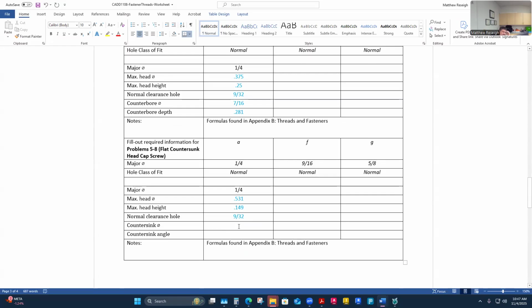Countersink diameter and the countersink angle. So those are going to be what it's going into. These are kind of confusing. We've already done the fastener itself, head diameter. So this is more like this one. We're talking about what it's going into, its diameter. It's going to be slightly bigger than the head diameter.